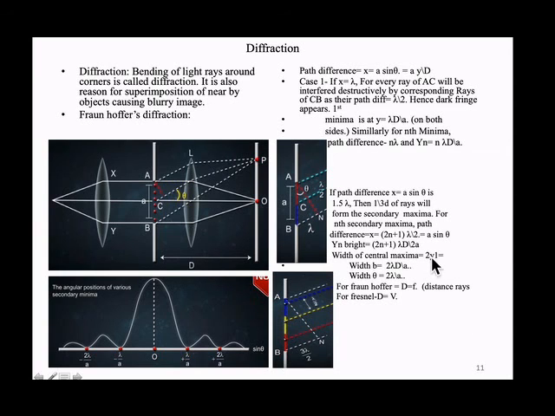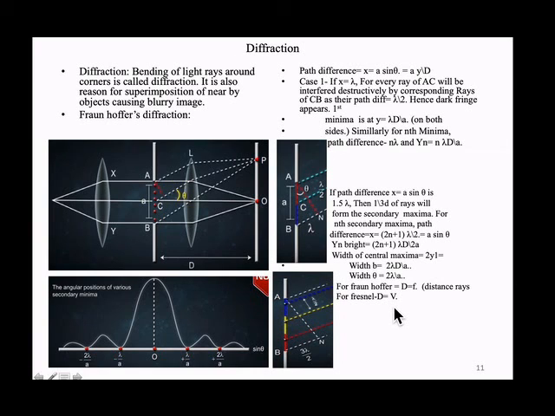So what is the width of the central maxima? Width of central maxima is minus lambda by a to plus lambda by a. It comes to 2 lambda by a. So width is 2 lambda d by a. Of course, d is taken here. If in terms of theta, the distance is d theta. So dividing by d, in terms of theta, it is 2 lambda by a.